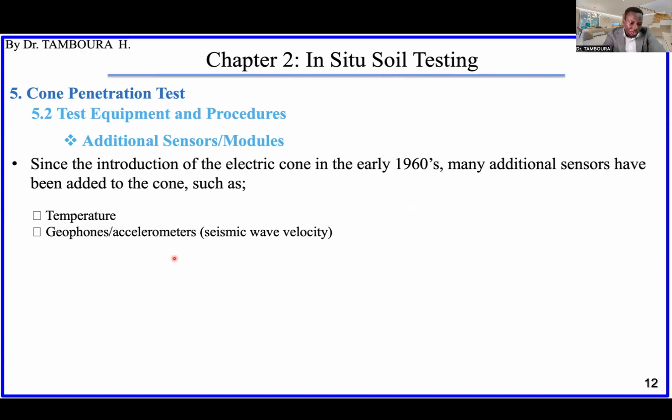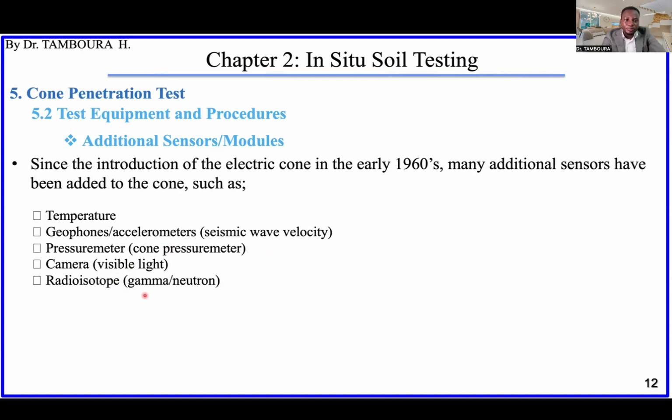Geophone, do you remember geophone in the geophysics testing? Geophone for seismic wave velocity measurement. We can put it also in the cone, and we can measure the seismic velocity at the very deep part of the ground. Pressure meter also, cone pressure meter, we can get that. Camera, visible light. Radio isotope, gamma or neutron.